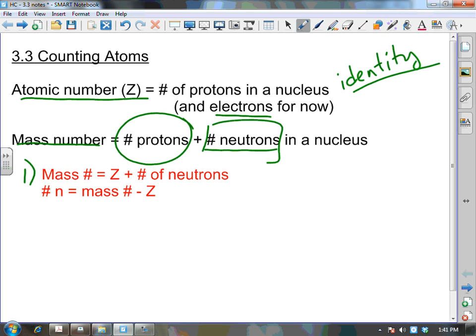So if we're looking at two things here, the mass number is equal to the atomic number plus the number of neutrons, or another way to say it is the number of neutrons in an element is equal to the mass number minus the atomic number. So if we're given a particular element, we can figure some things out from that.